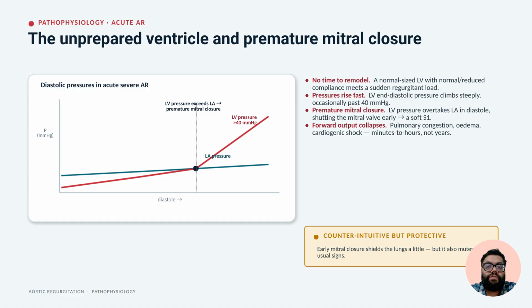It shields the pulmonary capillaries from the soaring ventricular pressure, but it also softens the first heart sound and strips away the bounding pulses. So the patient who most needs urgent recognition is the one whose examination looks least dramatic. Meanwhile, forward output falls and the lungs flood. This is a surgical emergency measured in hours.